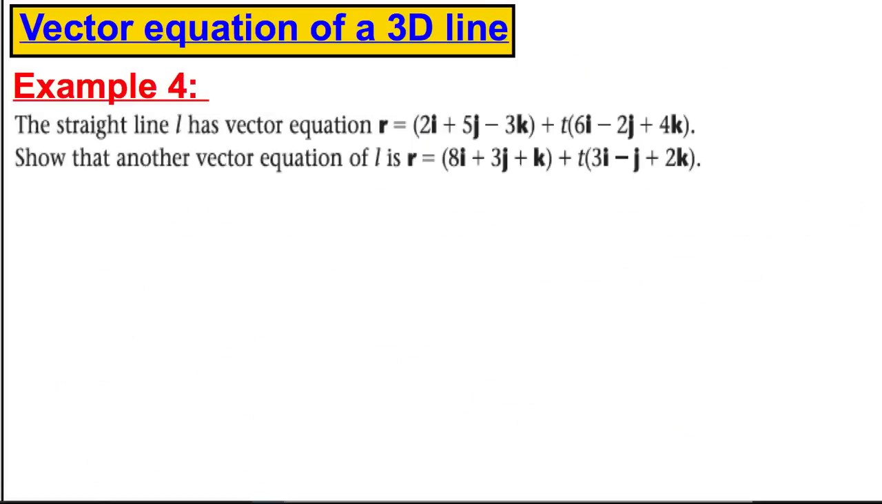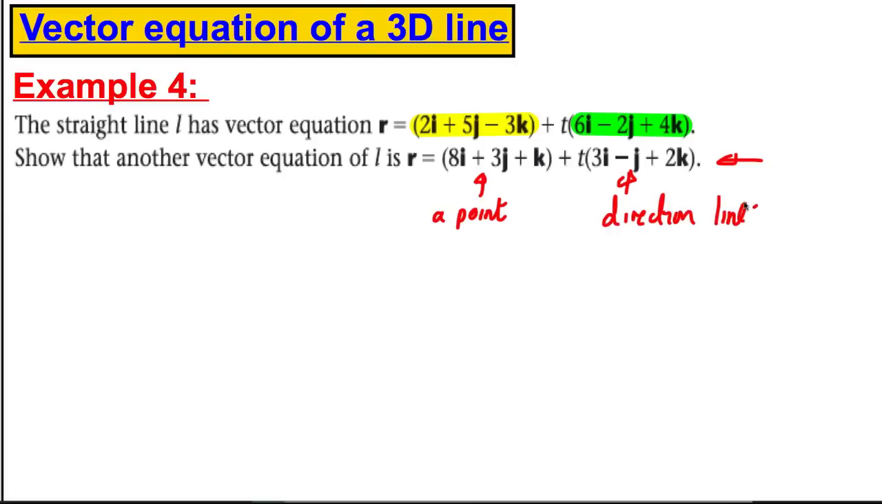Last example now, here's a tricky example, just to make sure we understand everything. A straight line has vector equation that follows. So this is a point on the line, and here is the direction the line's going in. Show that another vector equation of the line is equal to this. I suppose if I want to show this is the vector equation of the line, I need to show two things. Firstly, I need to prove that 8i plus 3j plus k is a point on the line. Secondly, I must prove that this is indeed the direction of the line.